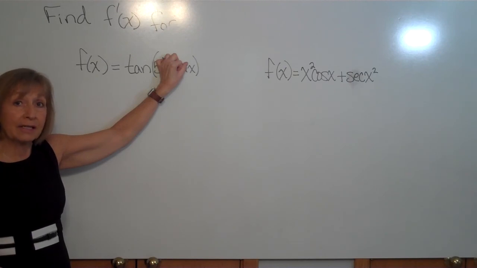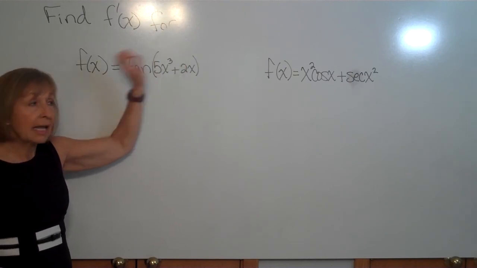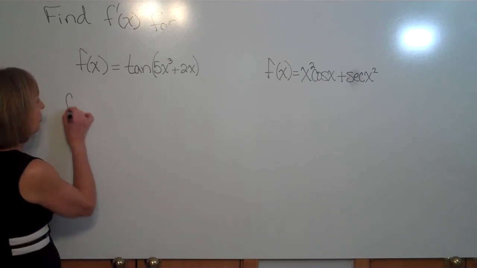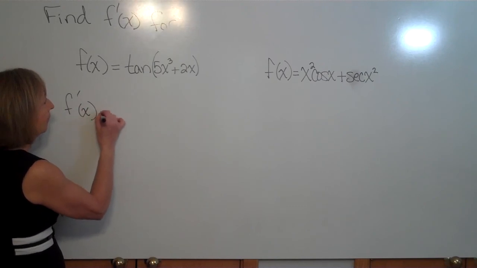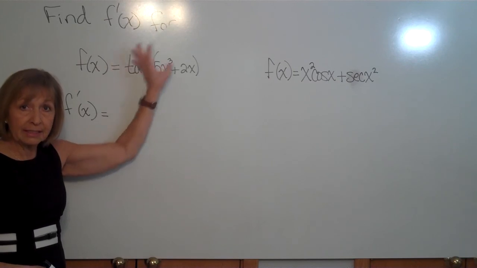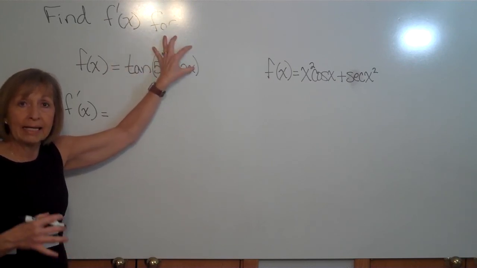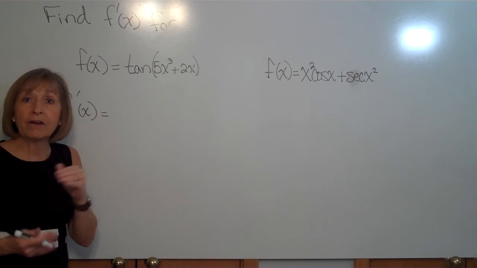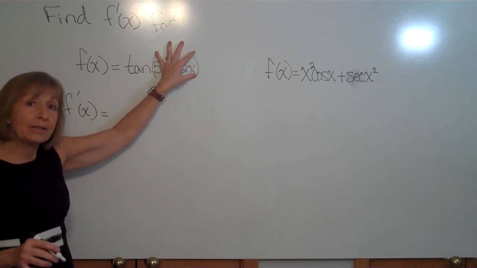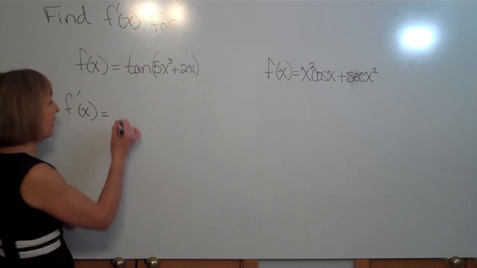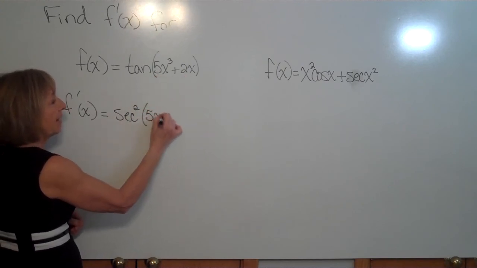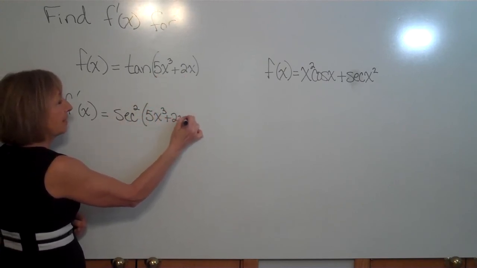So the tangent function here is the outside action, and that 5x cubed plus 2x is the inside. So when we take the derivative, we have to look at the derivative of the tangent, keep this inside thing the way it is. Well, the derivative of tangent of an angle is secant squared of that angle. So I'm going to write secant squared of that original 5x cubed plus 2x.